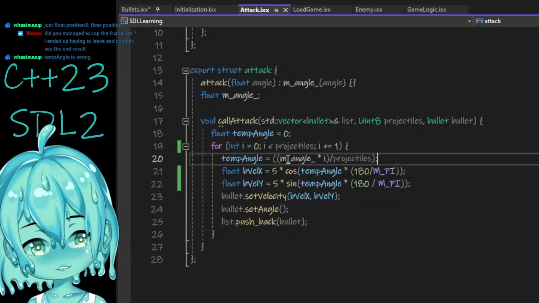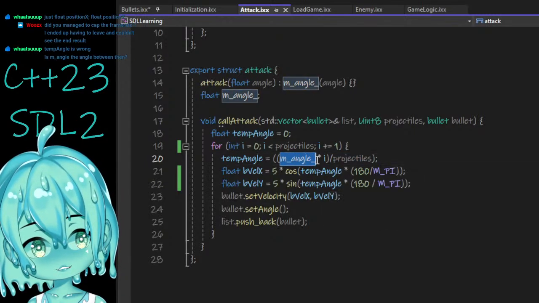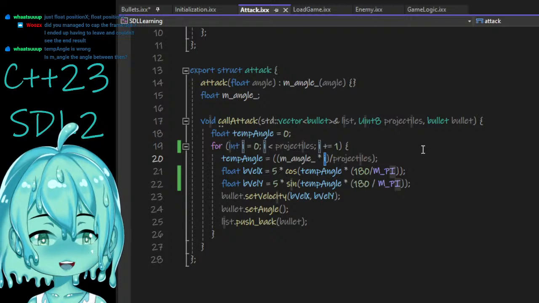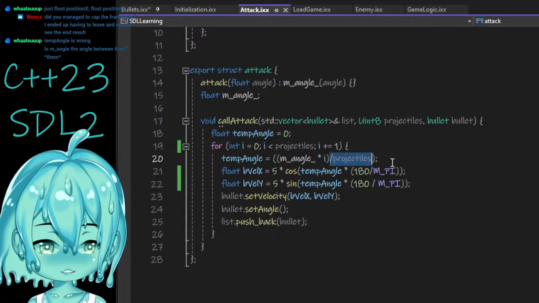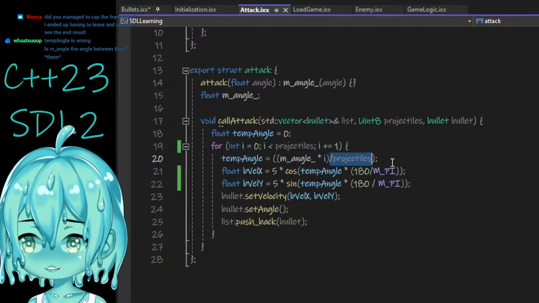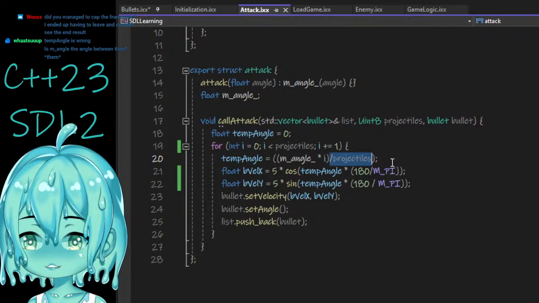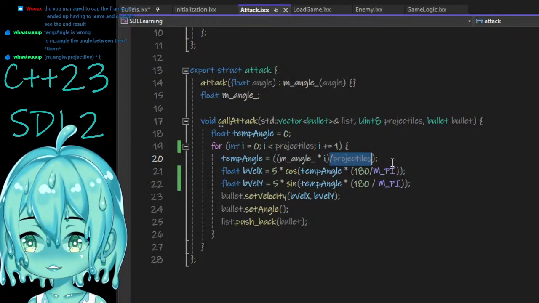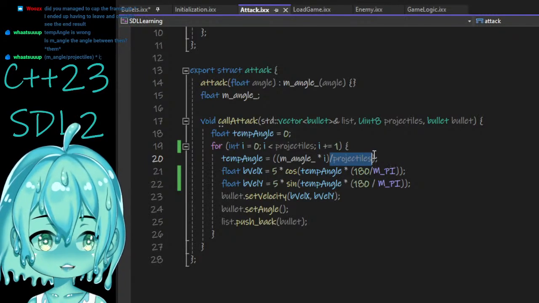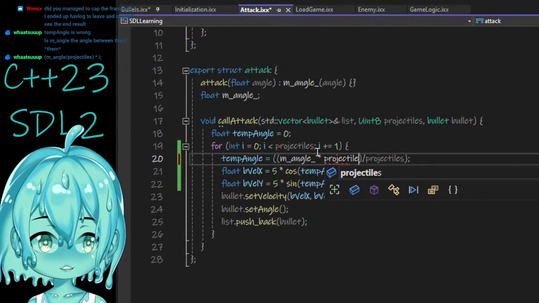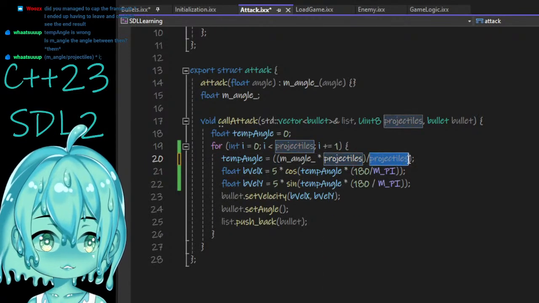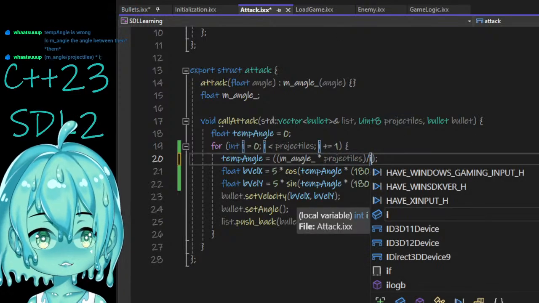Wait, why do we do this? Hold on. 360 multiplied by I divided by 6. Is that the problem? Is M angle the angle between them? Yes. M angle divided by projectiles multiplied by I. Oh, was that the issue? That might be the issue, because we have issues where at a certain point they spawn over each other.